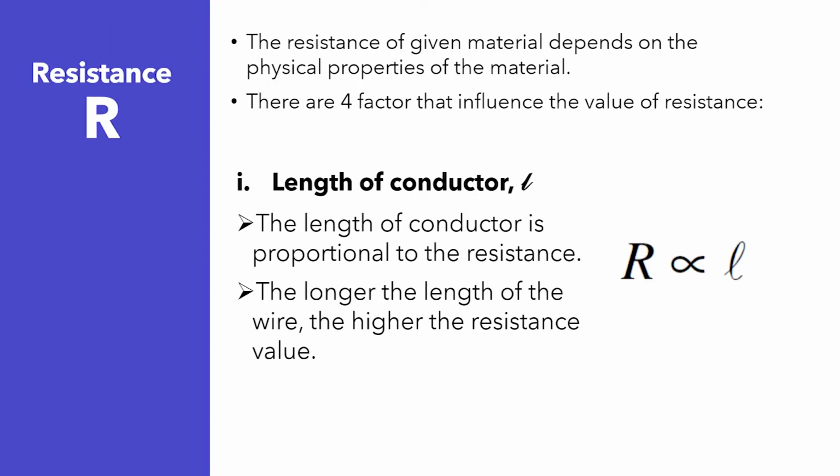Next, we look into factors that affect the resistance of conductor materials. The resistance of a given material depends on the physical properties of the material. There are 4 factors that influence the value of resistance. First, length of conductor, L. The length of conductor is proportional to the resistance. For example, the longer the length of the wire, the higher the resistance value.